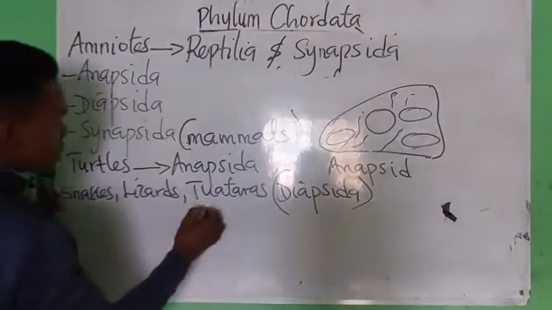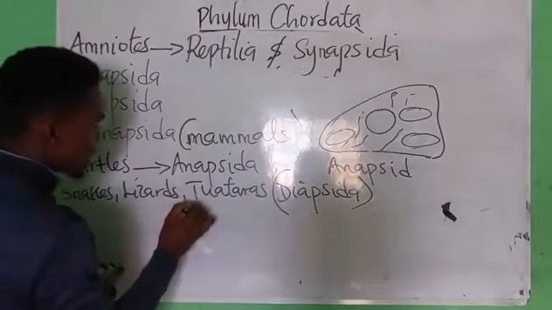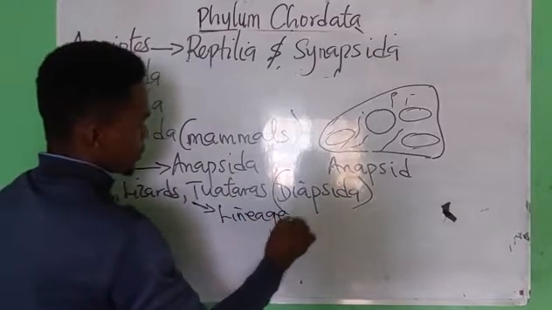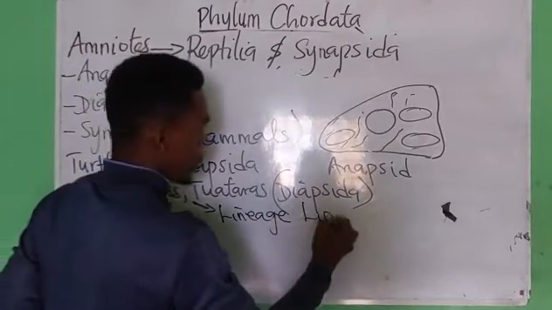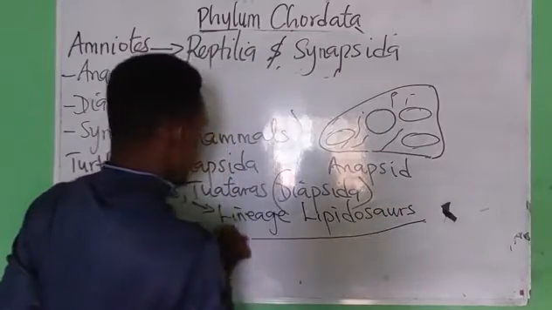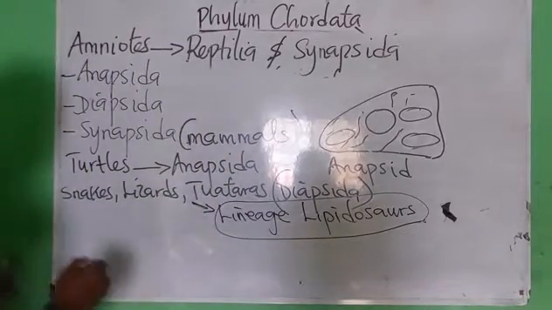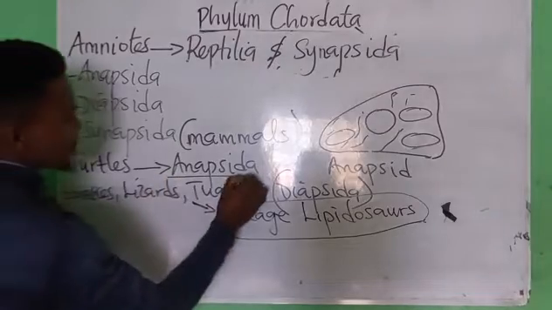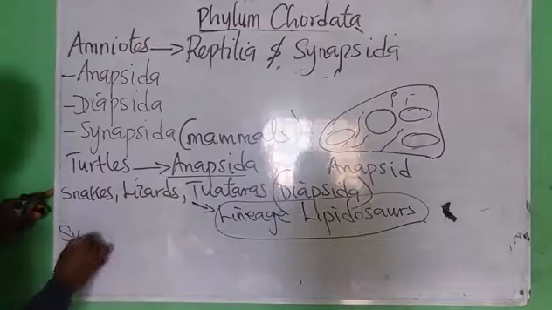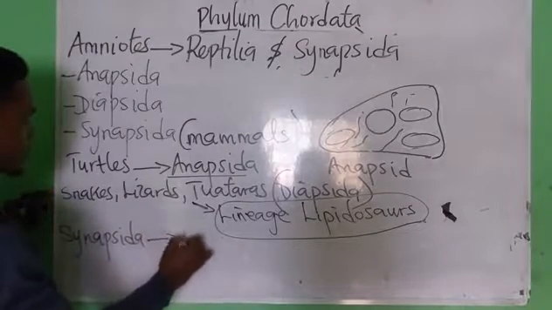And these organisms are classified under the lineage Lepidosauria. All right, they are classified under the lineage Lepidosauria. I've explained anapsida and diapsida. Then synapsida. Synapsida is found in mammals.